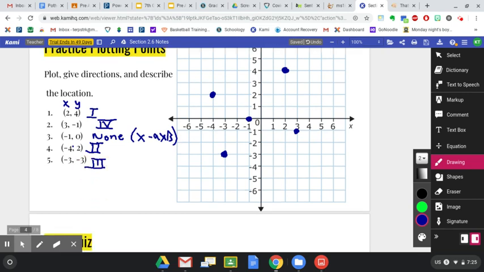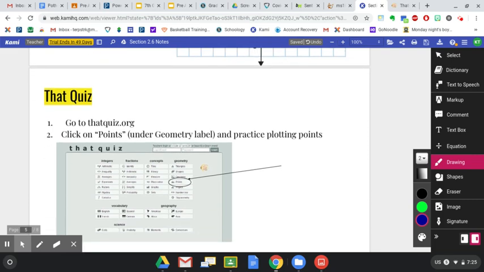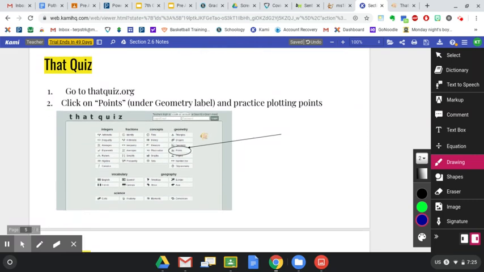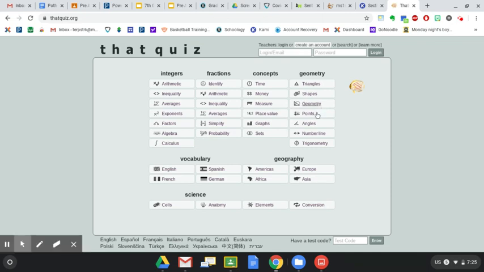Now, just to freshen up on your skills, we're going to go to thatquiz.org. So pause here and go to thatquiz.org. Here's what it looks like. I go to that quiz. I'm going to go into points.